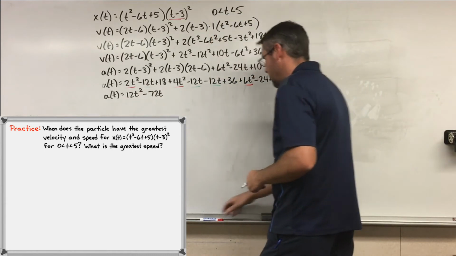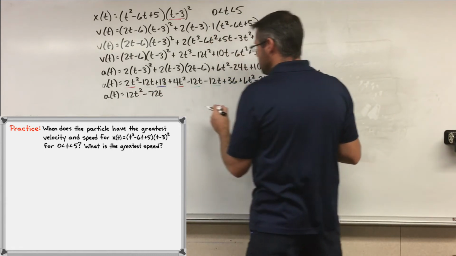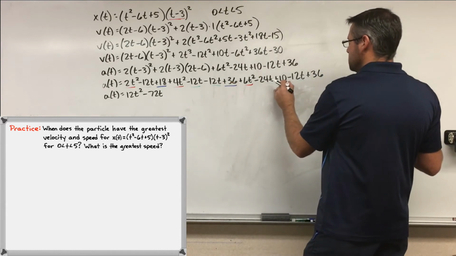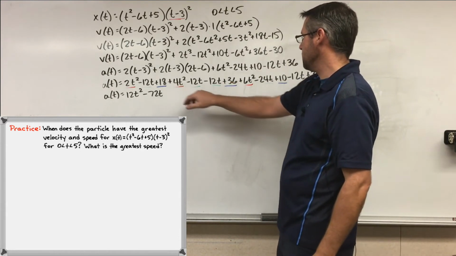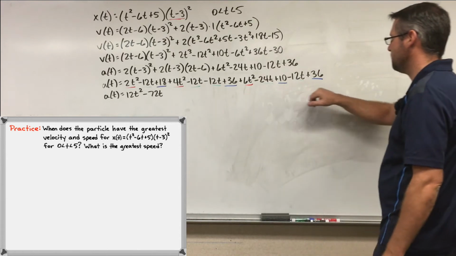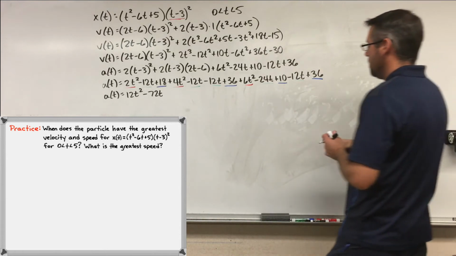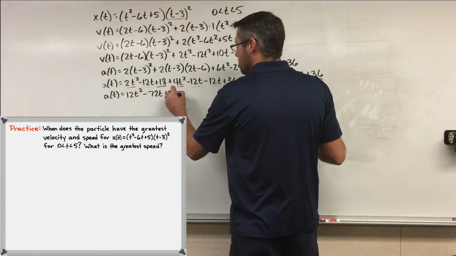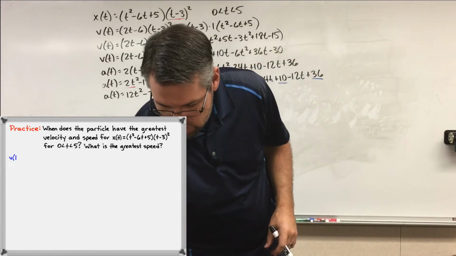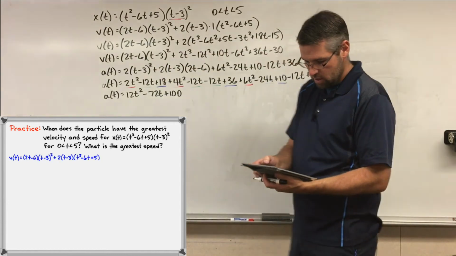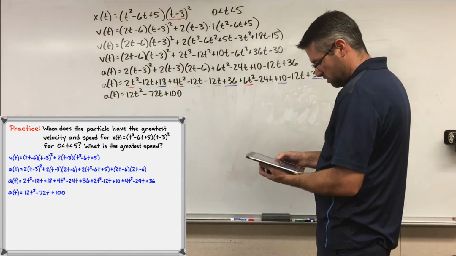And then we have 18, 36, 10, and 36. So that's going to be 18 and 36 is 54, 64, 74, 84, 94, 100. Boy, I hope I did that right, because if I didn't, then my answer is not going to work out. Let's see what we have here when I simplify all of that.